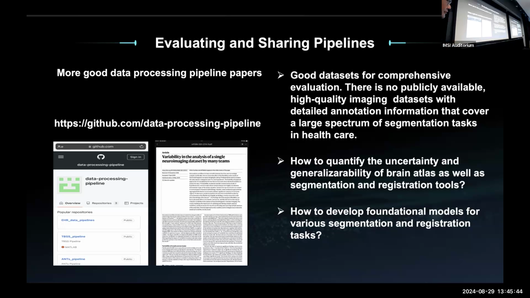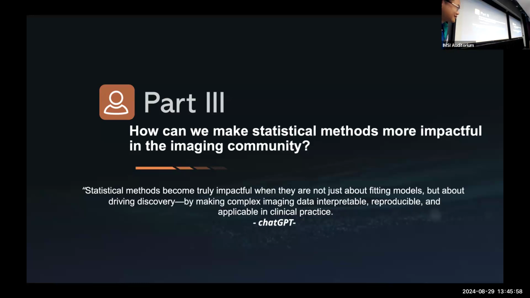How to develop foundation models for various tasks. That's basically what people have been working on. But I think this slide is the most important thing for the whole community. And actually, how can we make a statistical method more impactful in the imaging communities? I tried to find a phrase, I couldn't, so I asked ChatGPT to suggest one. That's what ChatGPT said.